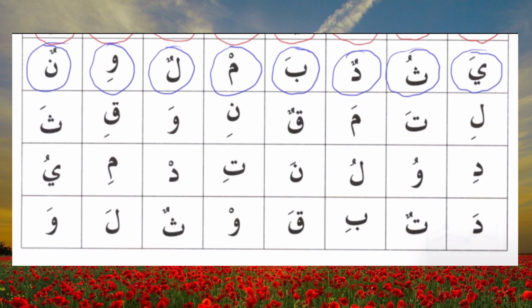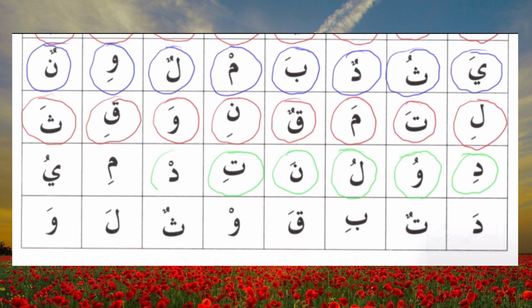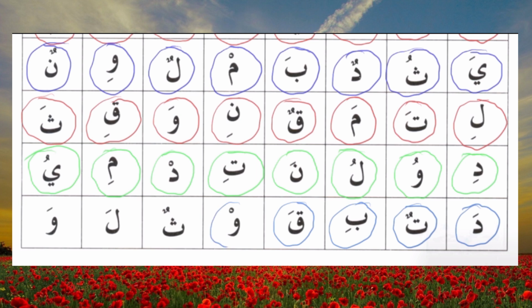Next row, li, ta, ma, qun, ni, wa, qe, tha. Second last row, di, wu, lu, na, ti, d, mi, you. And the last row, da, tun, bi, qa, w, thun, la, wa. طيب. So those are the letters that we have read.